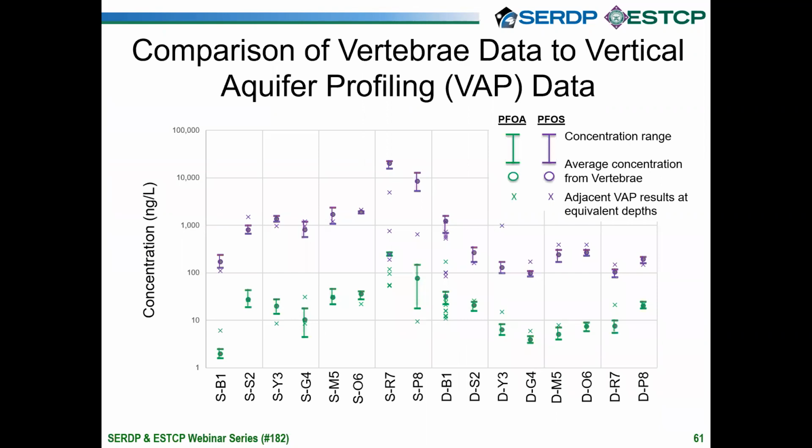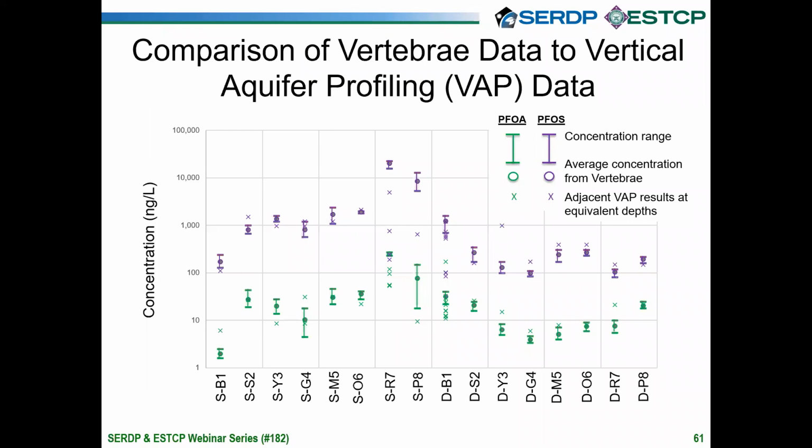This slide shows a comparison of data collected from the vertebrae wells to previously collected VAP sample data. The x-axis plots the various screen intervals, and the y-axis represents concentration in log scale, and the 2 color series are for PFOA and PFOS. The VAP sample data are noted by the X's, and the circles represent the average concentration over 4 quarters from the vertebrae wells, and the bars represent the concentration range from those wells.